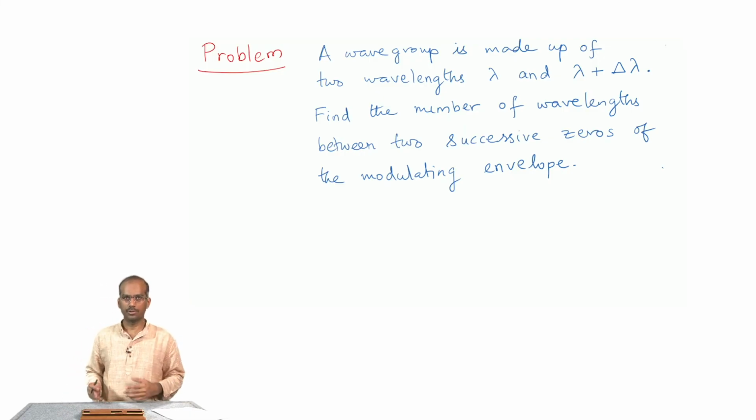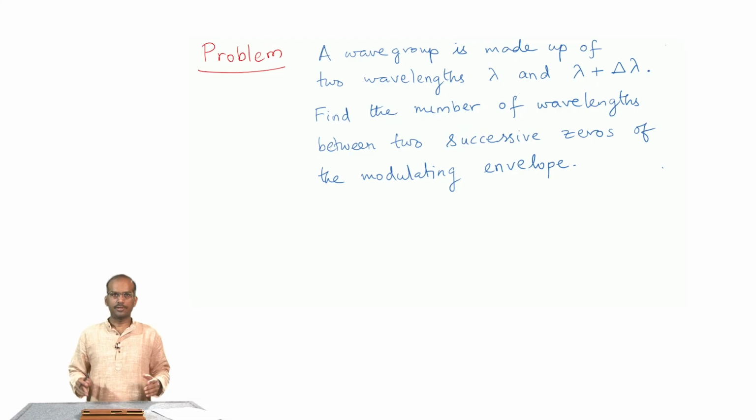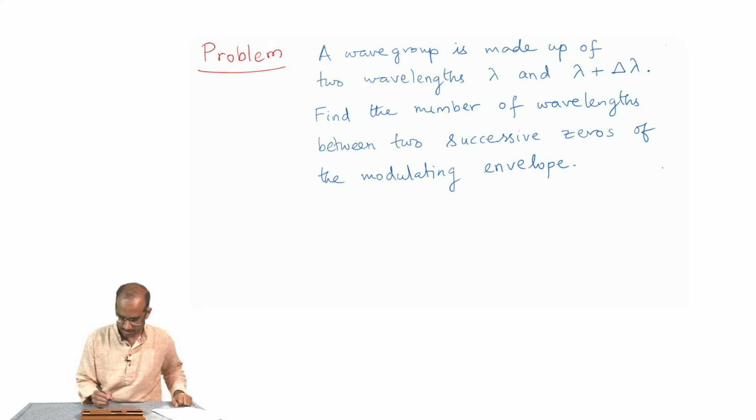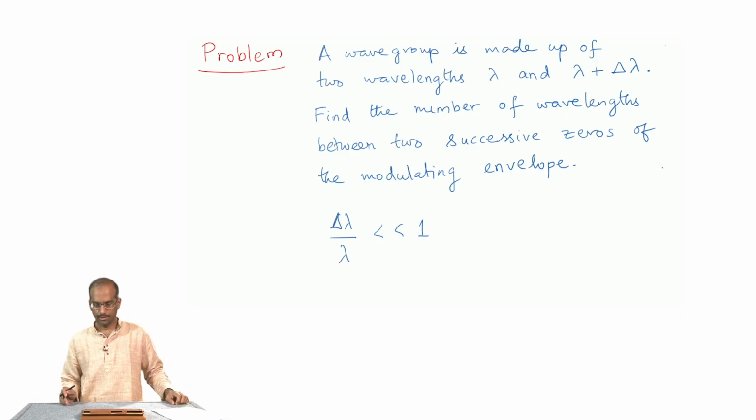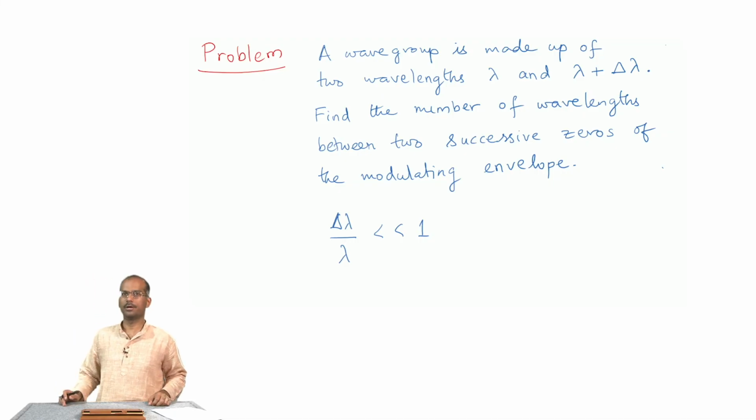A wave group is made up of two wavelengths. So, clearly there are only two, not n. The wavelengths are lambda and lambda plus delta lambda. The question is, find the number of wavelengths between two successive zeros of the modulating envelope, and here one of the assumptions is that delta lambda by lambda is small, which means that it is much less than 1. Within the ambit of this assumption, we need to find out how many wavelengths are contained between the modulating envelope. Let us start by writing down the resultant equation.